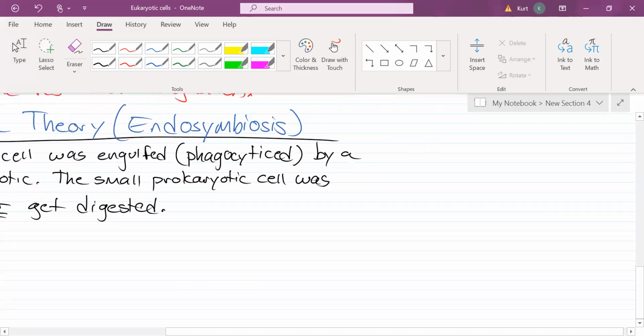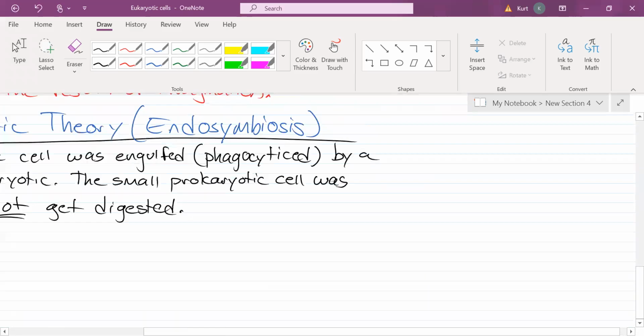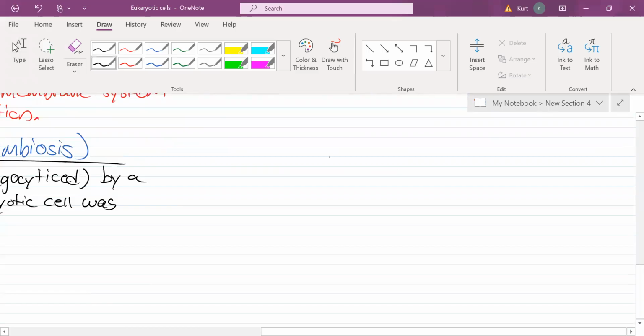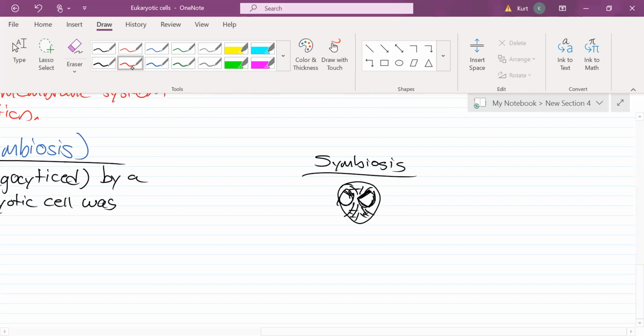So before we go any further, I want to remind you guys what symbiosis is. Here's a little pop culture reference. I'm sure you've heard of Spider-Man. That's a horrible, horrible Spider-Man. So if you're a Spider-Man fan, I apologize.